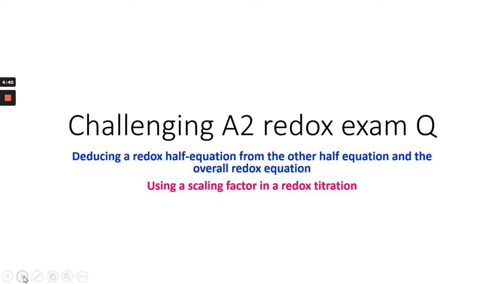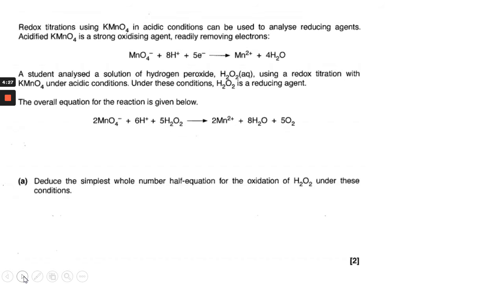Secondly, there's a scaling factor in a redox titration, which is always something people forget to do. And thirdly, you have to deal with concentration as grams per decimetre cubed. There's quite a lot going on. So let's take it step by step. Firstly, let's think about reading the question.